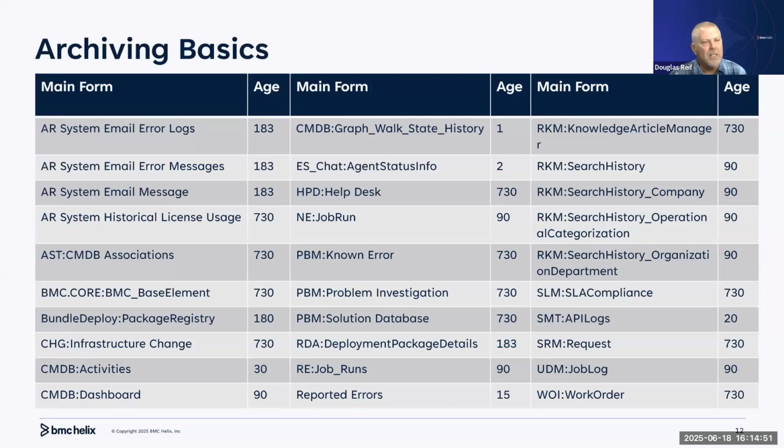So in any case, on SAAS, you can adjust the age up to these ages. So for example, any job run comes out of the box at 90 days. You can adjust that, but not higher than 90 days. On-prem, you can adjust these however you want.